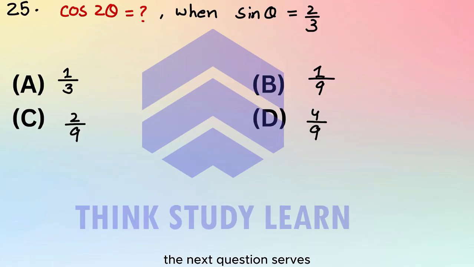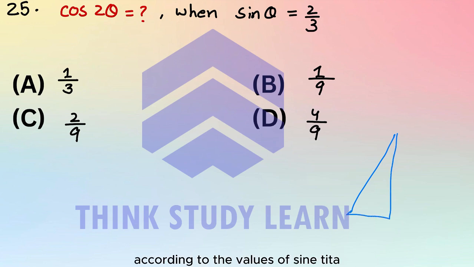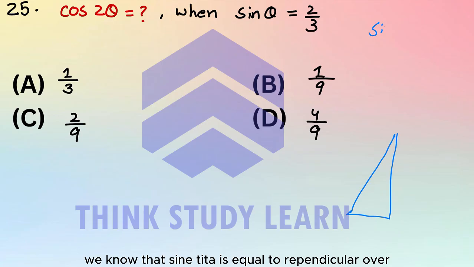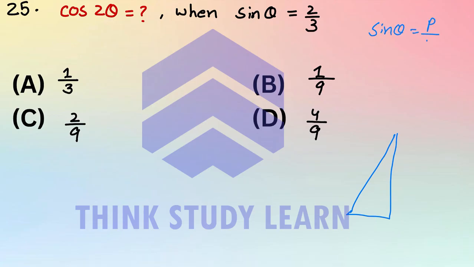The next question states, find the value of cos 2 theta when sin theta is equal to 2 by 3. So to find the value of cos 2 theta, first we will make a triangle according to the values of sin theta which are given in the question. So we know that sin theta is equal to perpendicular over hypotenuse. So putting the values 2, 3.